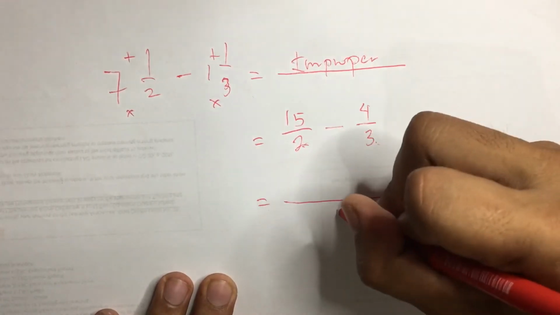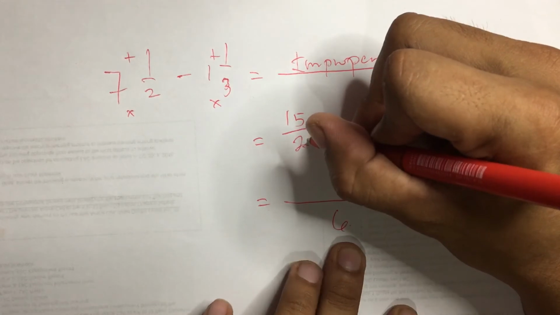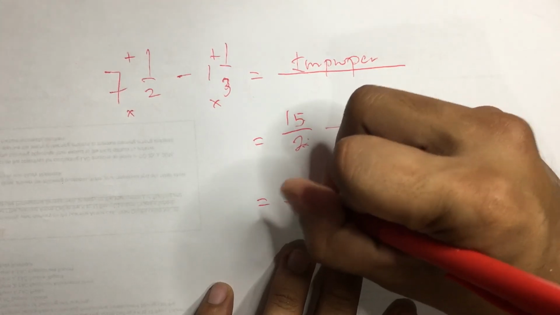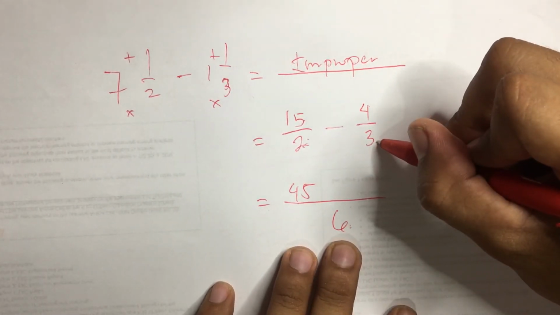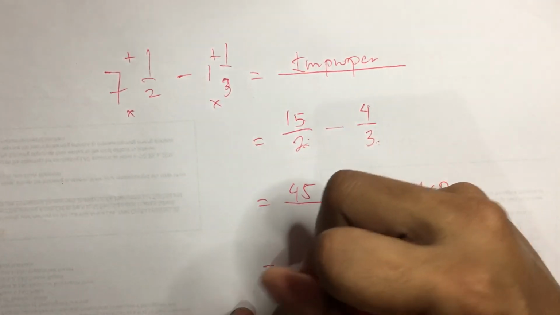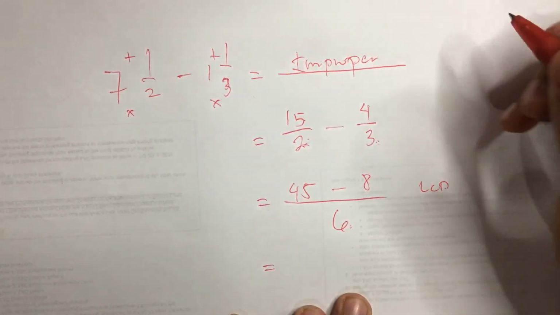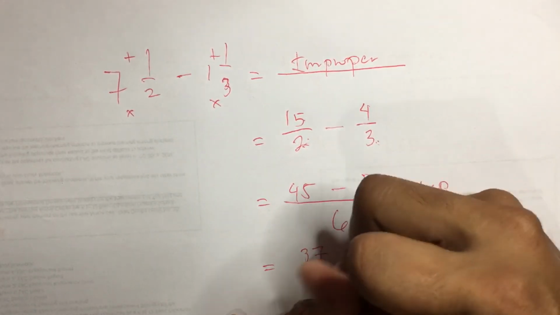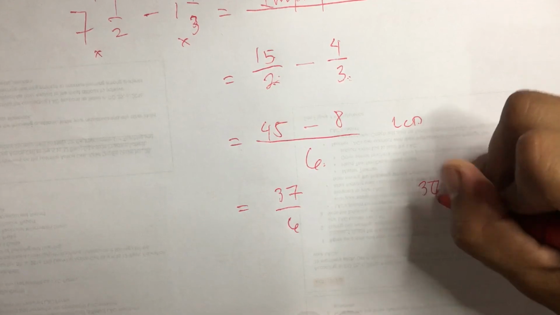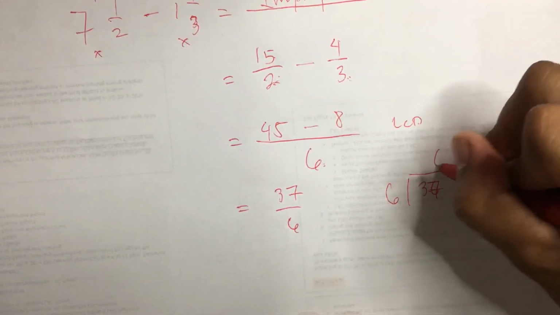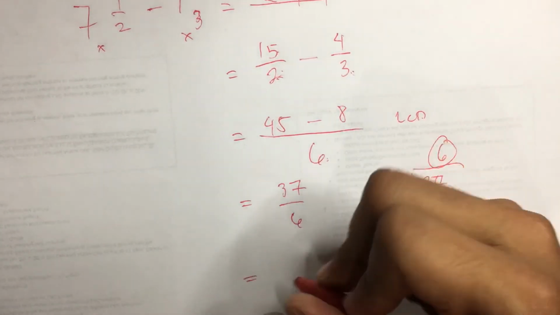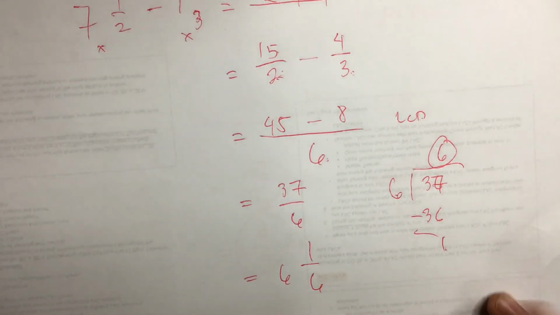Next, get the LCD. 2 times 3 is 6. 6 divided by 2 is 3, times 15 is 45. Next, 6 divided by 3 is 2, times 4 is 8. So 45 minus 8 over 6. Subtracting 45 and 8, we have 37 over 6. Transform this into a mixed fraction. 37 divided by 6: 6 times 6 is 36, remainder 1. So 6 and 1 over 6. We have 6 and 1 over 6 as our final answer.